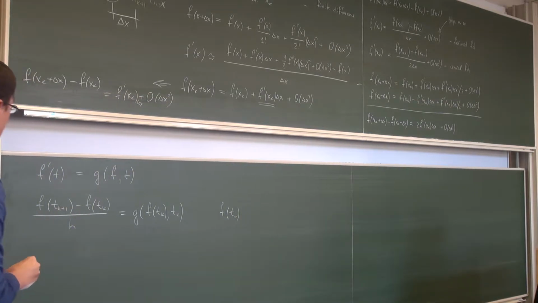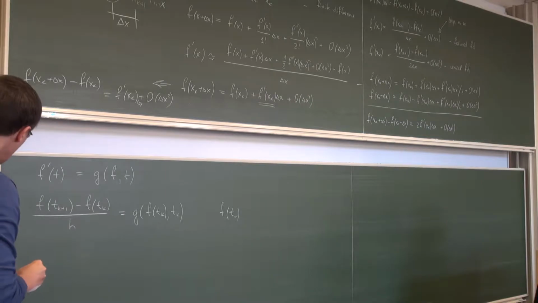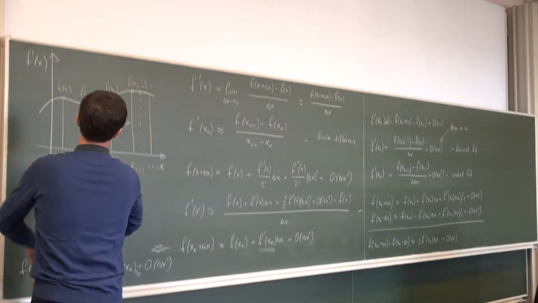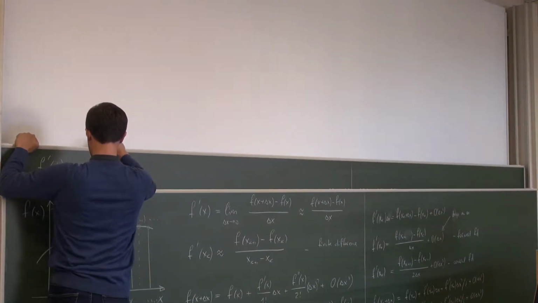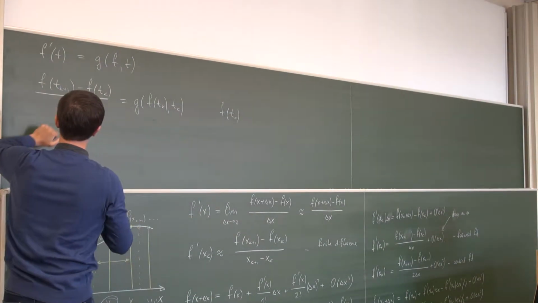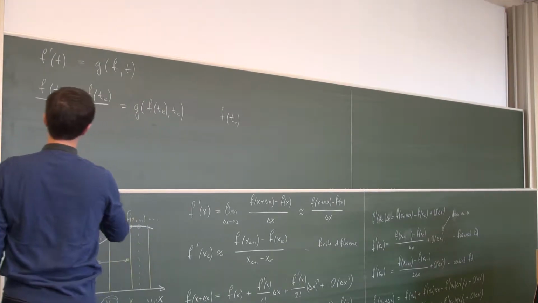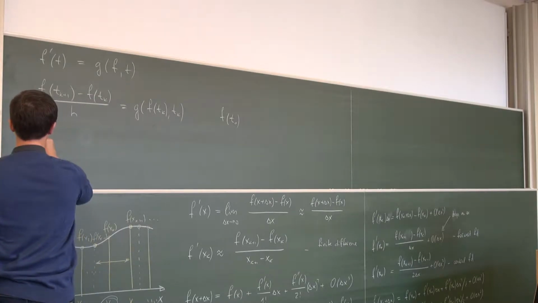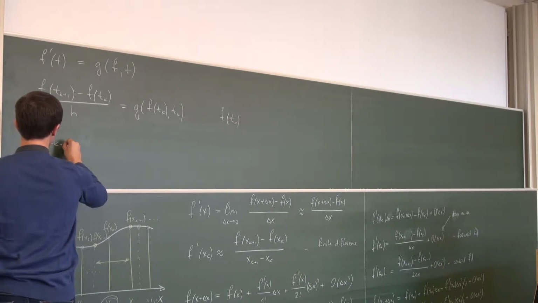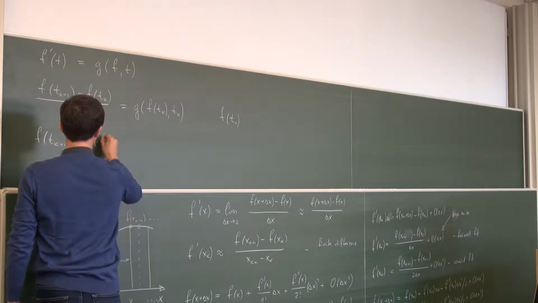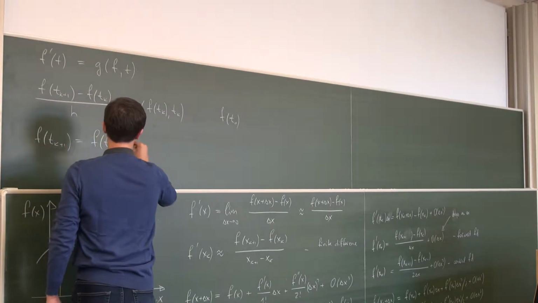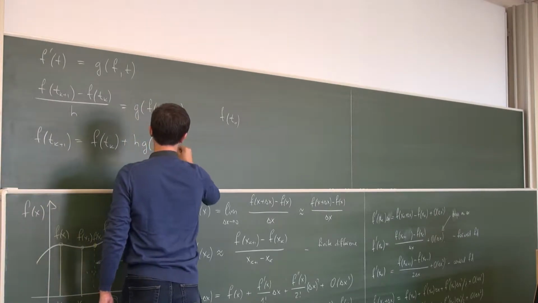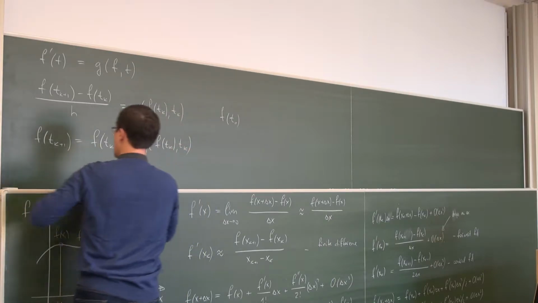But this is actually a recursively defined sequence. Why don't we solve it for f of tk plus 1? So multiply that by h and move f of tk over to the right-hand side. f of t k plus 1 equals f of t k plus h g of f of t k and t k.